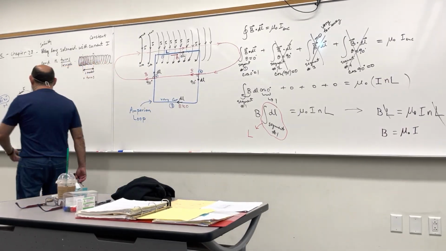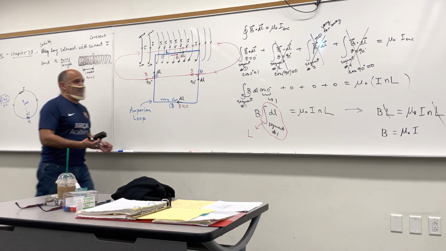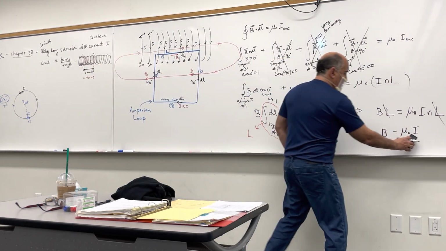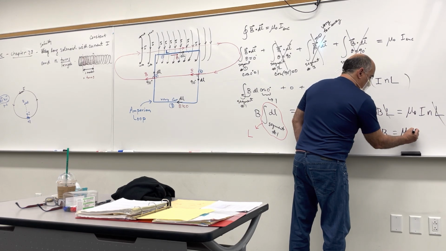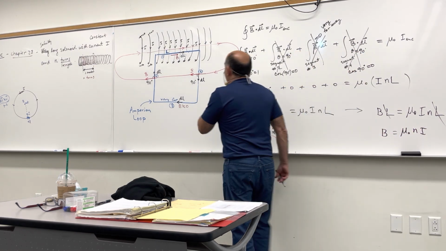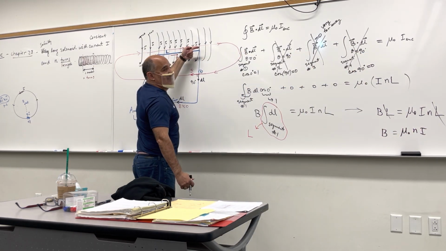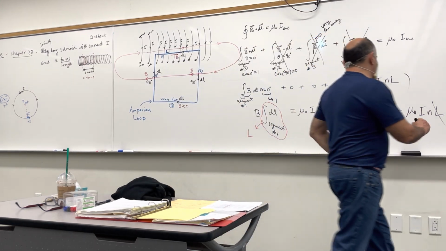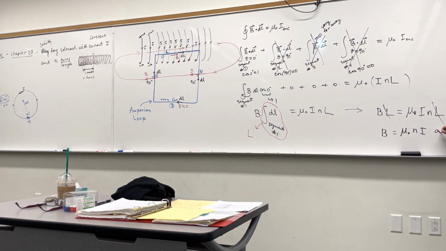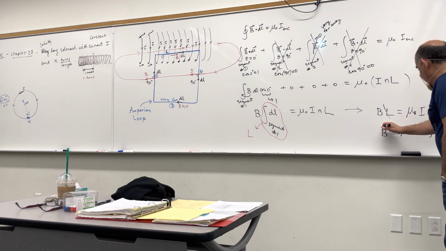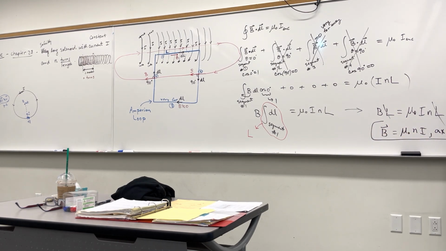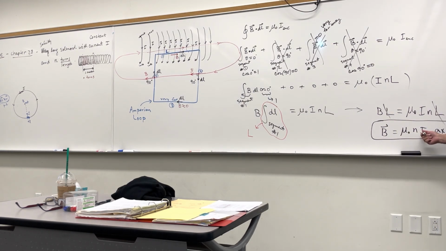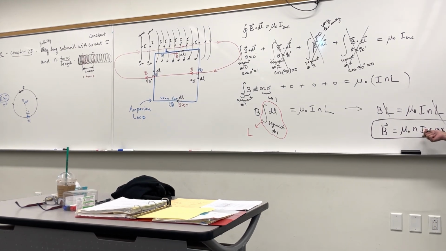Mu naught N i. And what else do you notice? It's along the axis of the solenoid, so this is axial. Instead of being circumferential, this is axial. And what else do you notice? It doesn't matter where you are inside the solenoid, so it's uniform.